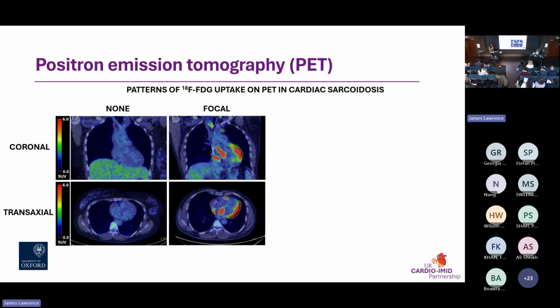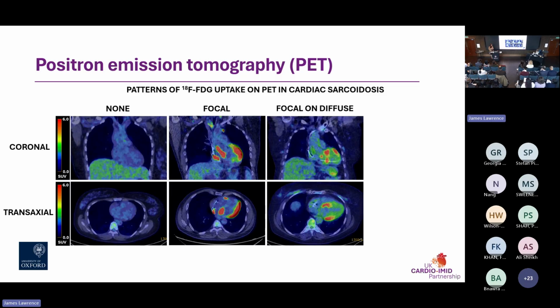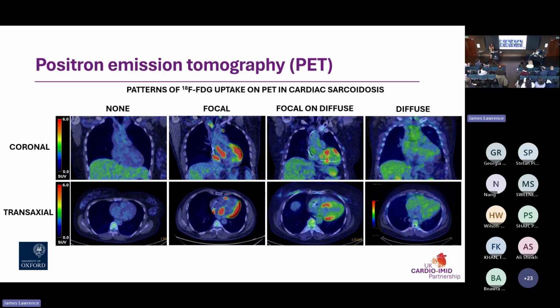Then you get this patchy focal uptake. So you can see here the red indicates there is a lot of metabolic activity with lots of glucose. You can get a focal on diffuse pattern. So you do still get these areas of focal uptake, but the myocardium itself is also taking up some glucose. And finally, you can have this diffuse pattern where there's no focal uptake, but there is this overall uptake, which could indicate a failure to suppress as well as widespread inflammation.